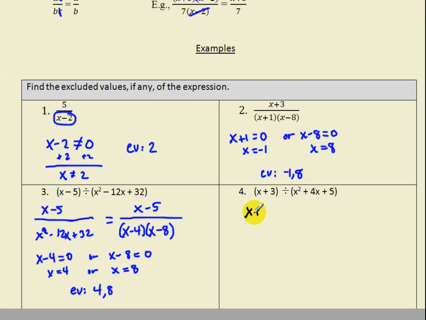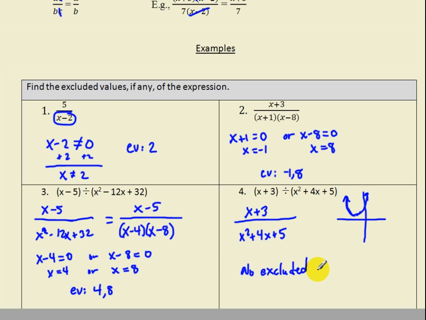Here we have x plus 3 over x squared plus 4x plus 5. And it turns out if you try to factor this, this is not going to factor. If you tried the quadratic equation, you would find no solution. If you were to graph this, you would see something like this, roughly speaking. In other words, that function has no 0, which means we have no excluded values. Okay, so x can be anything here in terms of avoiding a denominator of 0.